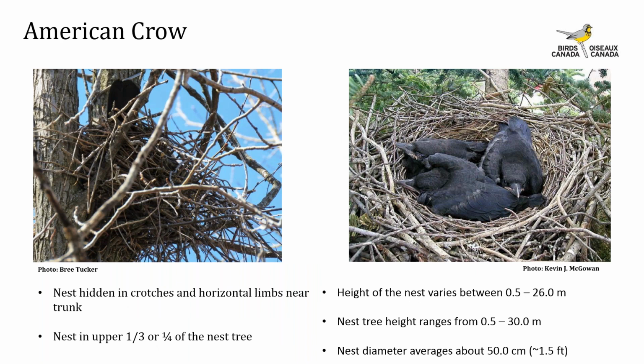Their nests are usually well hidden in the crotches and on horizontal limbs of trees and shrubs, but usually near the trunk. They are more likely to build their nests in the upper 1/3 to 1/4 than at lower levels. However, the nest height can vary and range from as low as a half meter above the ground to 26 meters high, and the height of the nest tree ranges from 11 meters to 30 meters. The crow's nests average about 50 centimeters in diameter, or about 1.5 feet wide.